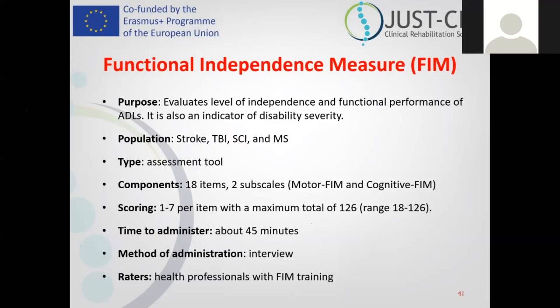The time of administration is almost 45 minutes, and it's done through an interview. Raters can be health professionals with FIM training. So yes, this instrument requires specialized training in order to administer this outcome measure successfully and accurately. If you remember, when we talked about the selection of outcome measures, we said that the feasibility or circumstances of assessment is important. And this instrument is a great instrument for assessing independence and for use in neurorehabilitation for individuals with neurological conditions, although it requires specialized training for accurate administration.